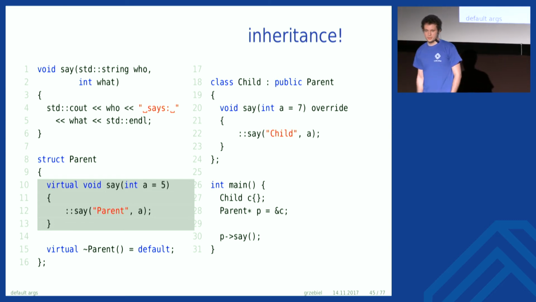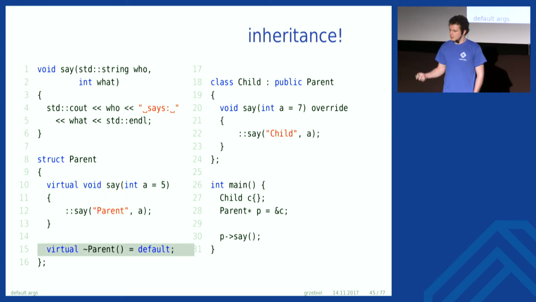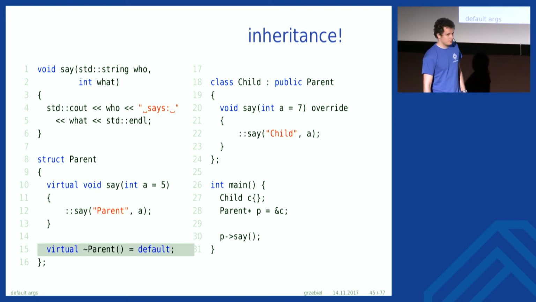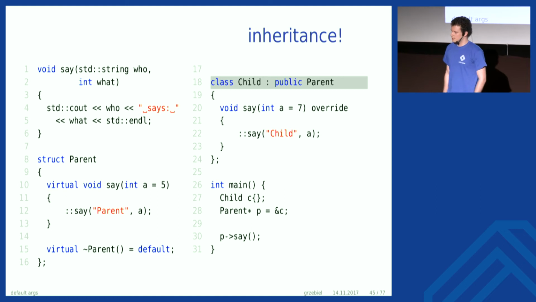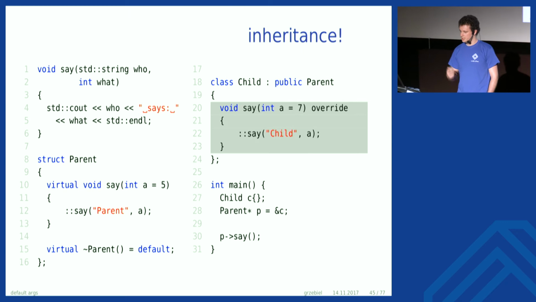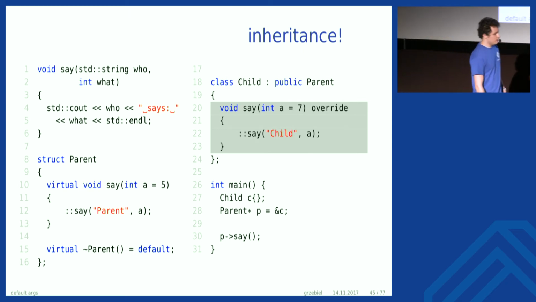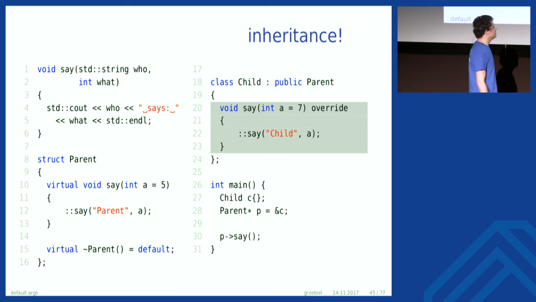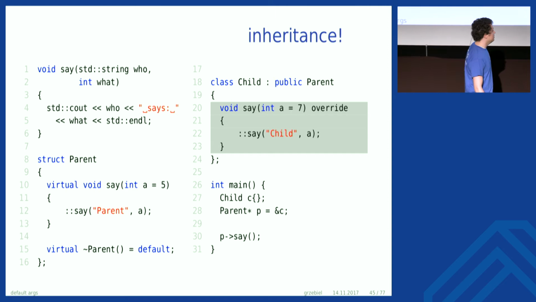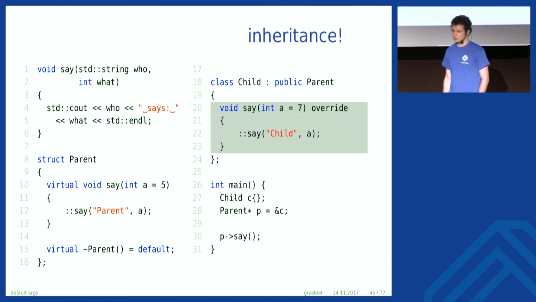In case of default arguments, it will be parent says 5. Okay, then a virtual destructor, just to avoid memory leaks, and the class that inherits from our parent, let's call it child, and then override our virtual function. And all that function does is print child says and the argument. In this case, we also want the default argument to be a different one. In this case, equals 7.